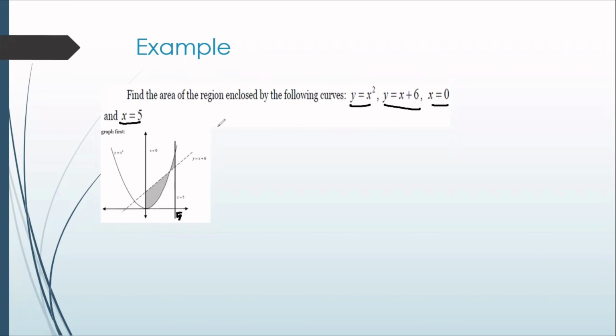Okay, so it means we need to find this intersection point. Okay, so there will be two points. We need to find this intersection point first. And this one is 0. Okay, so let's find the x-intercept first.